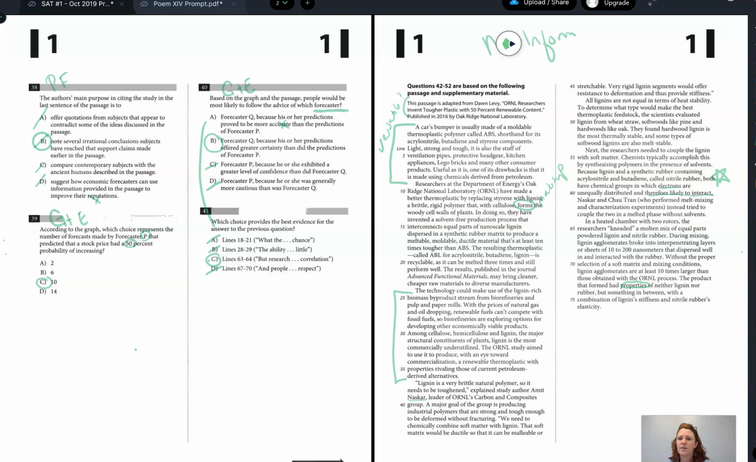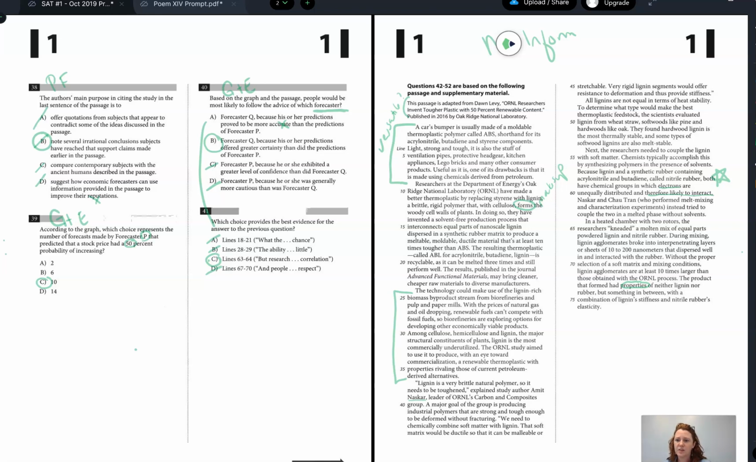The team instead tried to couple the two in a melted phase without solvents. Okay, so the lignin plus the nitrile in a melted phase without solvents, because their electron makeup is similar, and so they're likely to interact even without solvents. Okay, there's something there. In a heated chamber with 2 rotors, the researchers needed, so that's like the malleability, a molten mix of equal parts powdered lignin and nitrile rubber. During mixing, lignin agglomerates broke into interpenetrating layers or sheets of 10 to 200 nanometers that dispersed well in and interacted with the rubber. So it sounds like it worked.